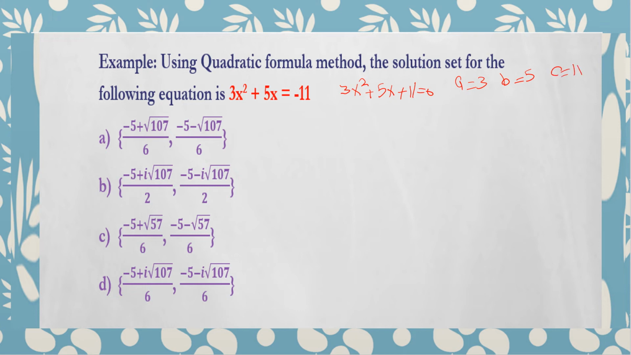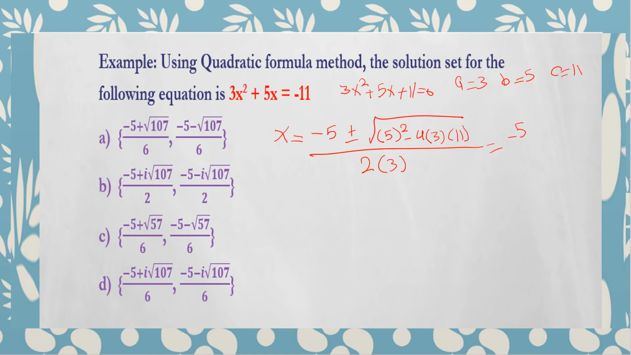By substituting the values of a, b, and c in the general formula, we can get the solution set of x, which is minus b, so negative 5, plus or minus square root of b squared minus 4 times a times c over 2a. And this equals minus 5 plus or minus square root of 25 minus 132 over 6.